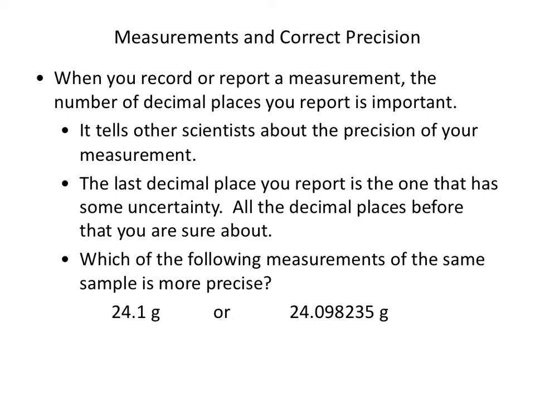Right? For example, if you see someone write down a mass of just 24.1 grams, versus someone who recorded the same mass at 24.098235, right? This person probably just used a balance that you might typically find in your kitchen, whereas this one used a very expensive analytical balance. And this result is much more precise.